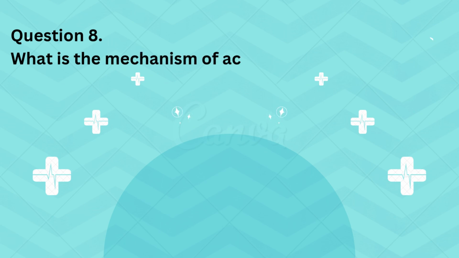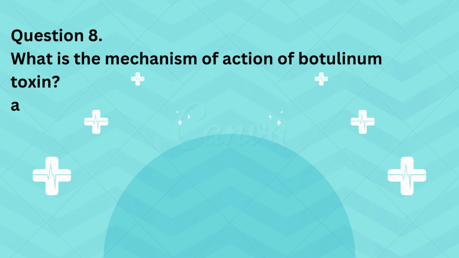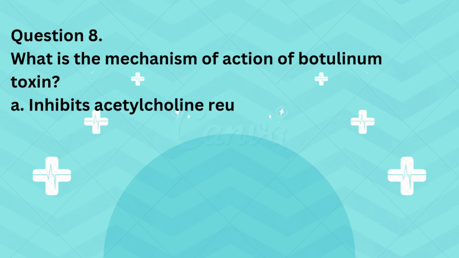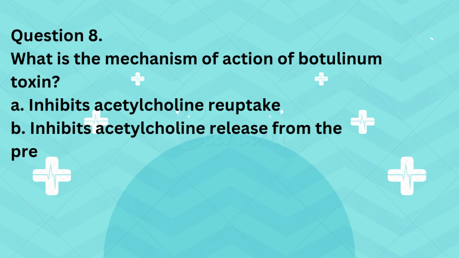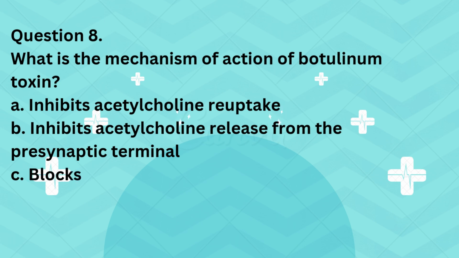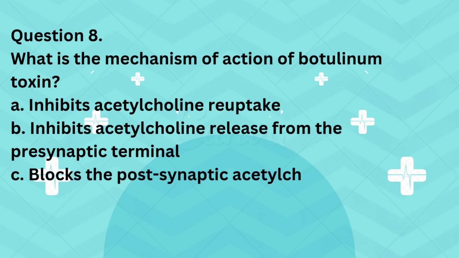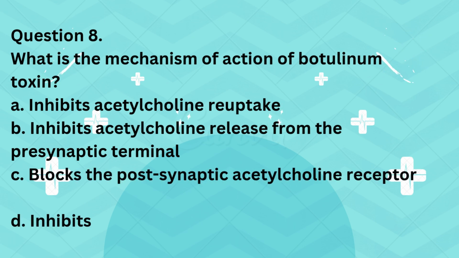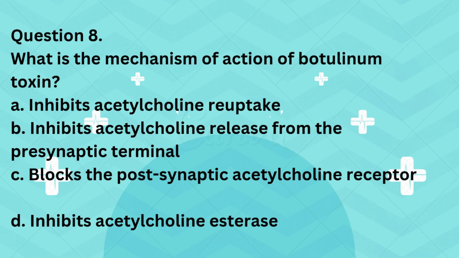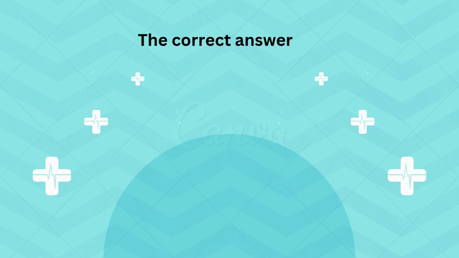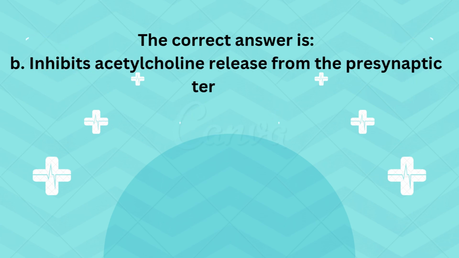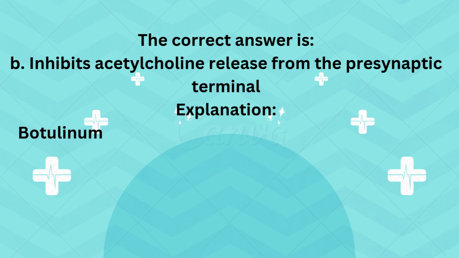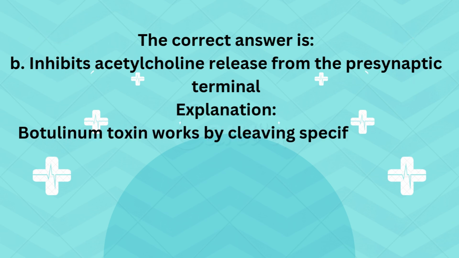Question 8. What is the mechanism of action of botulinum toxin? A. Inhibits acetylcholine reuptake. B. Inhibits acetylcholine release from the presynaptic terminal. C. Blocks the postsynaptic acetylcholine receptor. D. Inhibits acetylcholinesterase. The correct answer is B. Inhibits acetylcholine release from the presynaptic terminal.